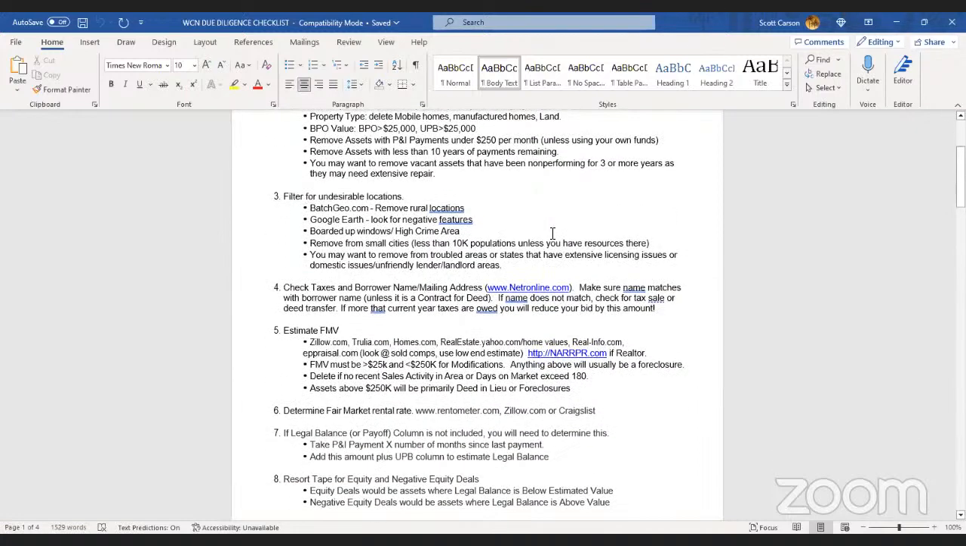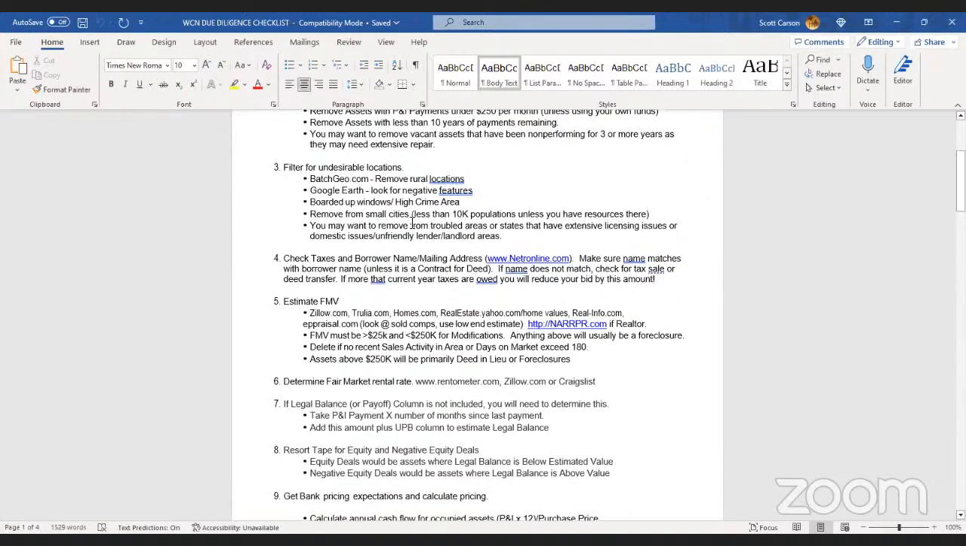Number 3 here is more on the asset side: filter for undesirable locations. I like to map my spreadsheet with BatchGeo and get rid of very rural locations, small counties, small cities. I'll use Google Earth to take a look at the property. I'm looking for negative features such as tarps, boarded up windows, drug deals taking place, trashed out houses on the block, that kind of stuff. I'll look for high crime areas also.